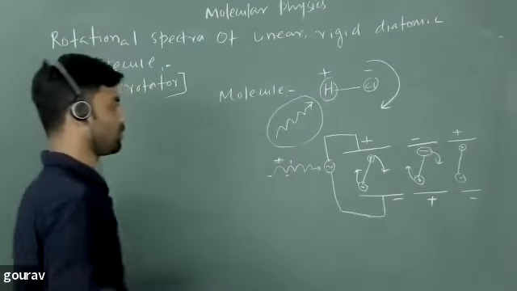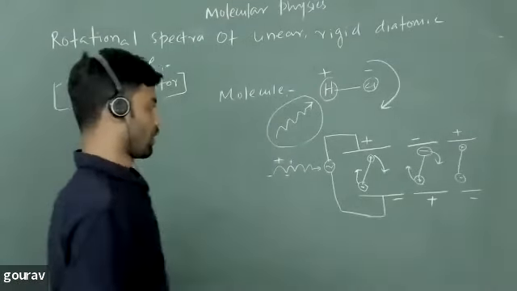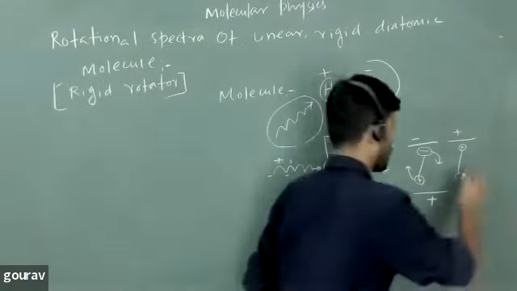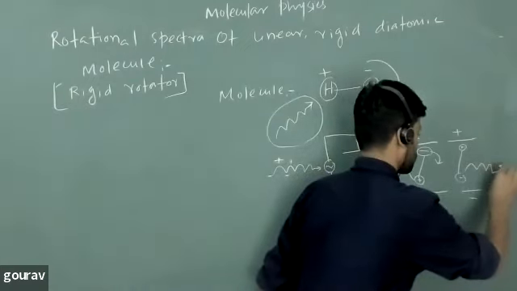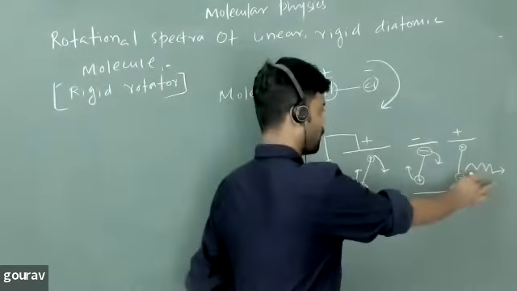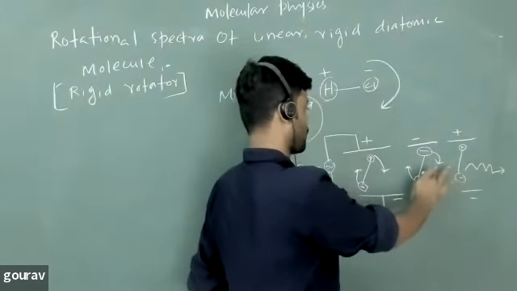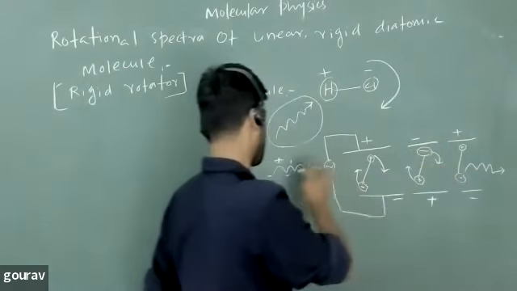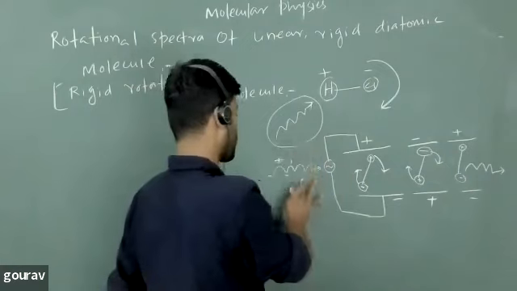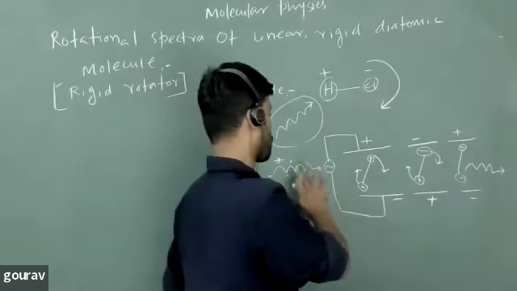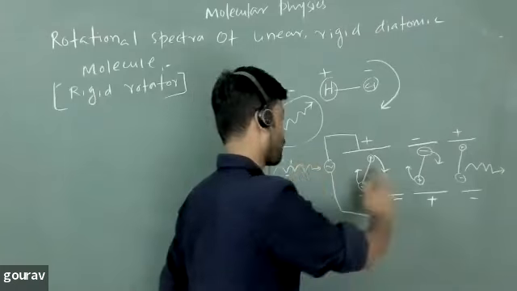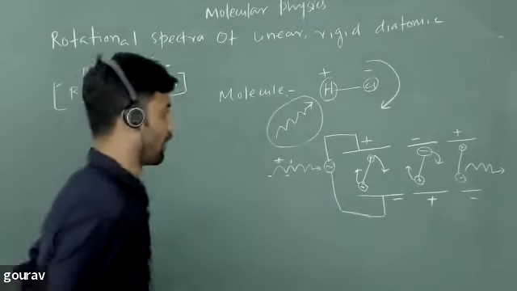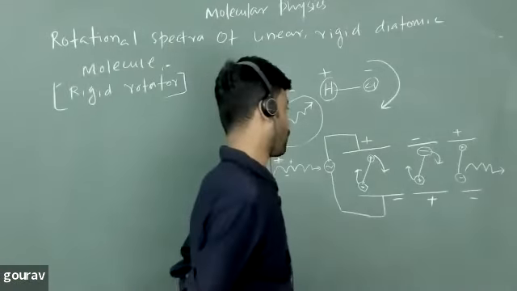So see, due to this rotation, when a dipole rotates, it will emit EM radiation, and the frequency of this emitted radiation will be the same as the frequency of rotation, and that frequency of rotation will be the same as the frequency of the incident microwave. This is the way the rotation happens. So for microwave absorption, the molecule should have a permanent electric dipole moment.